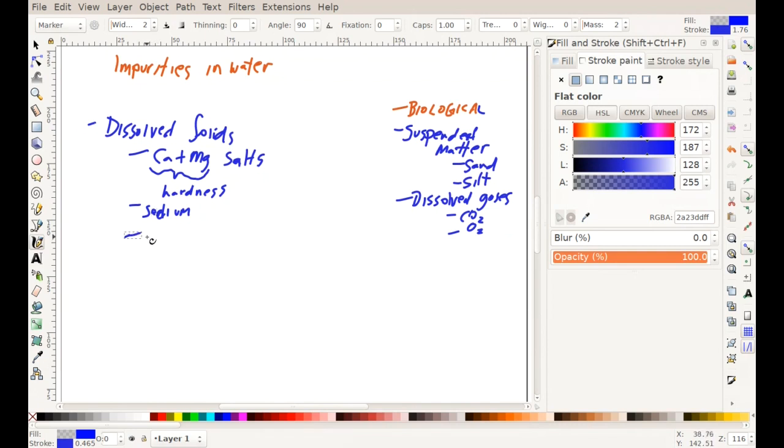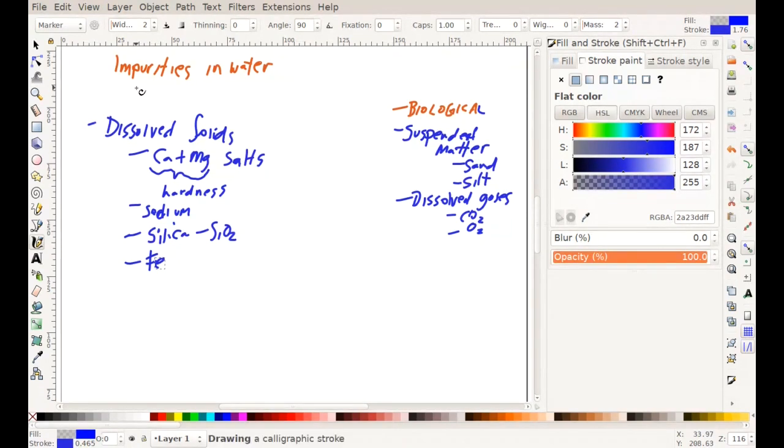How about silica? Silica is SiO2. And we can also have iron salts, dissolved iron in the ground. So where am I going with this? What we have are impurities that really depend in part upon the source.